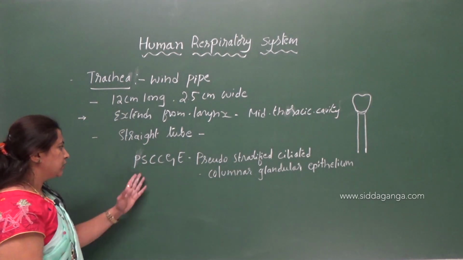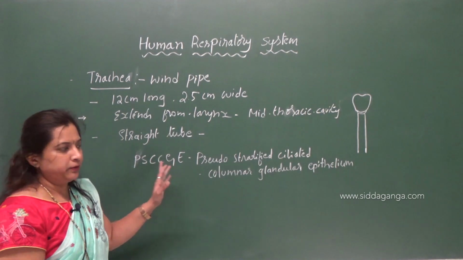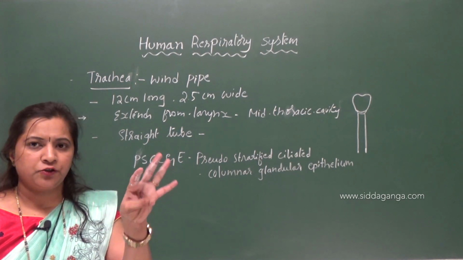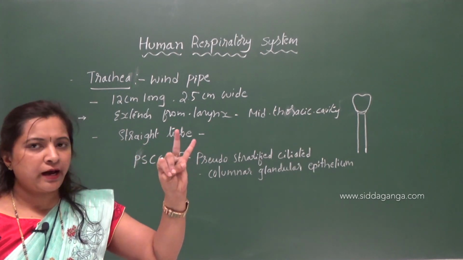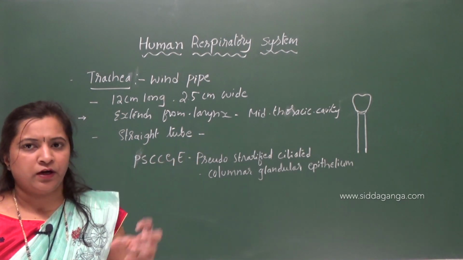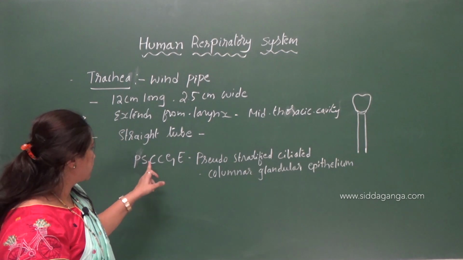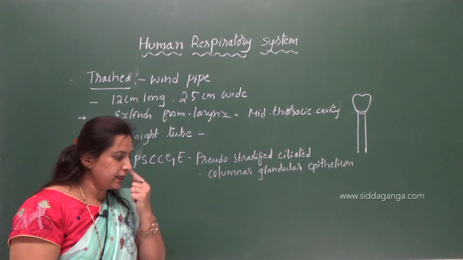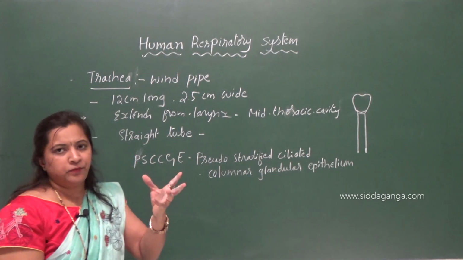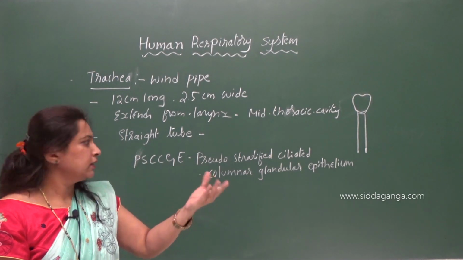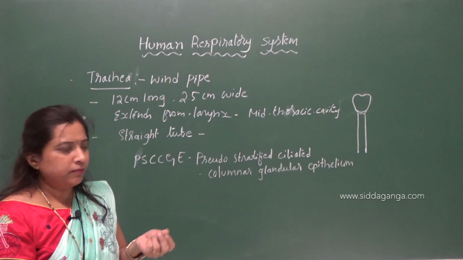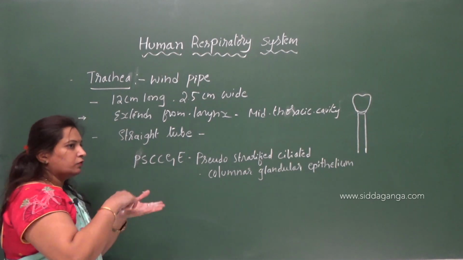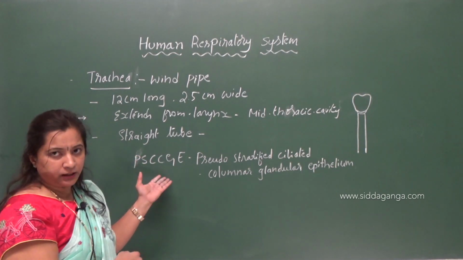Okay. So what is the pseudostratified, ciliated, columnar, glandular epithelium? As I already said, there are 4 different types of animal tissues: epithelial tissue, connective tissue, muscular tissue and the nervous tissue. So this pseudostratified, ciliated, columnar, glandular epithelium is a type of epithelial tissue. In epithelial tissue there are 2 types, mainly. One is the simple epithelium and another one is the stratified epithelium or the complex epithelium. So simple epithelium means what? If it consists of a single layer of cells, that will become a simple epithelium.